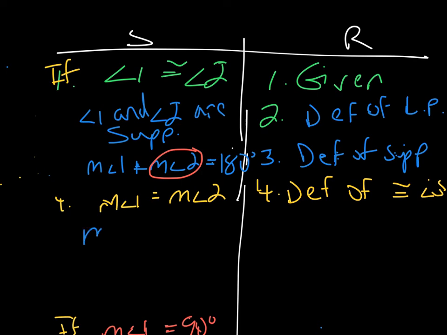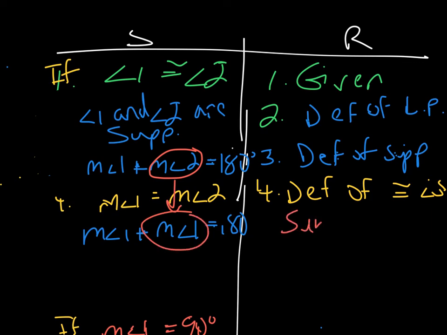I want to say that measure of angle 1 plus the measure of angle 1 equals 180 degrees. So I can now go ahead and replace angle 2 with angle 1. And that's my substitution property of equality. And like I said, some of you are already finishing this proof, so you probably already have on your paper, well, that's really the same as 2 times the measure of angle 1 equals 180 degrees by combining like terms.